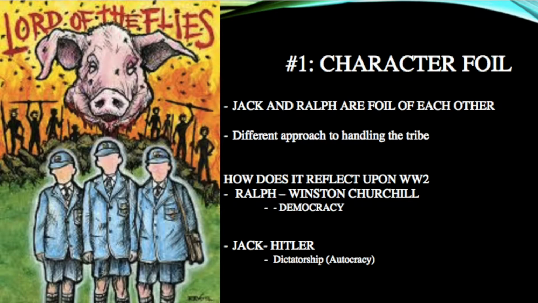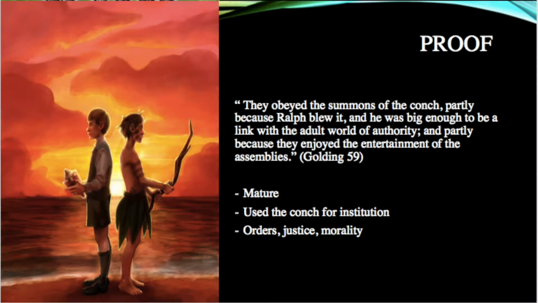Take Ralph, the protagonist, as an example, because he is an allegory for democracy and order, similar to Winston Churchill. He believed that everybody should obey the law, act morally, and maintain order. Golding presents him in an orderly manner by stating they obeyed the summons of the conch, partly because Ralph blew it, and he was big enough to be linked with the adult world of authority.